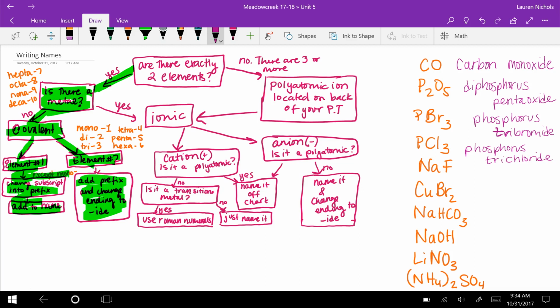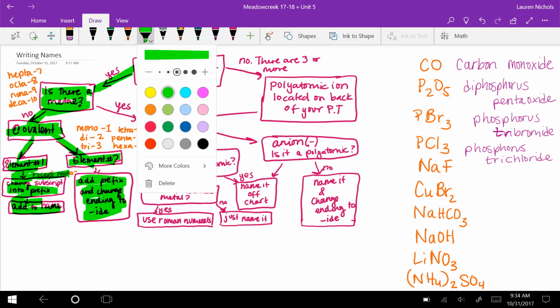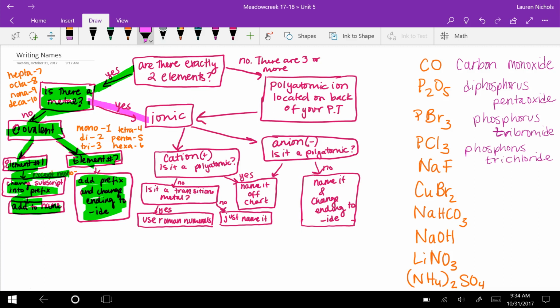Now, when we get to NaF, there are exactly 2 elements, but for the first time, we have to answer yes for the metal. Sodium is in fact a metal. It's to the left of the staircase, so that's going to make it an ionic compound. Okay, and so we look at our cation, which our cations are always written first, and we say, okay, is it a polyatomic? And I didn't come through the route of the polyatomic ion having 3 or more, so the answer is no. I don't have a polyatomic. So I'm just going to go this route.